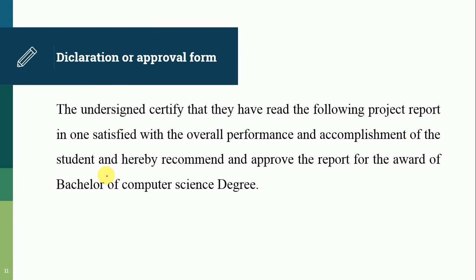Declaration approval form. The undersigned certify that they have read the following project and are satisfied with the overall performance and accomplishment of the student and hereby recommend approval. It's like supervisors or those who are critics on your project. They also certify, they sign at the end, that yes, we have studied the project report and we are satisfied with the overall performance accomplished by these group members, or by a single individual student. So we recommend the approval, and then they sign it at the end.